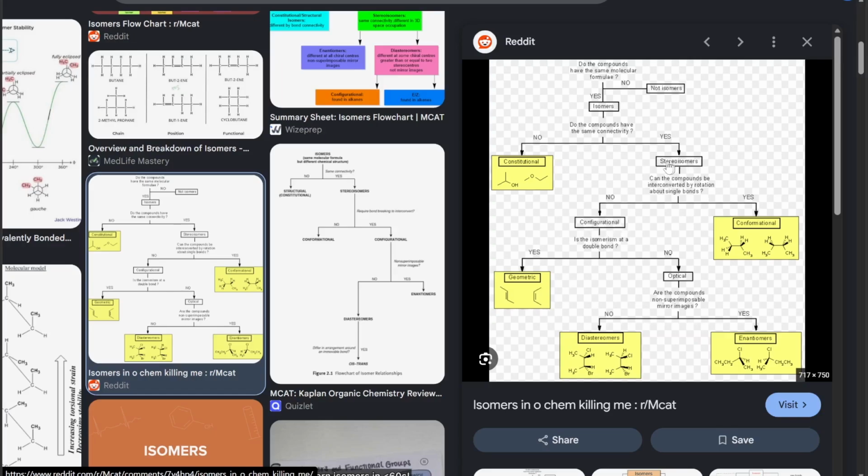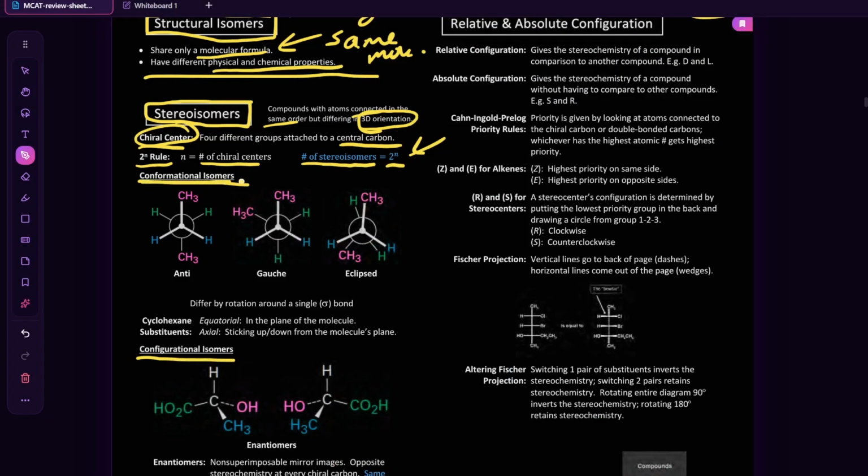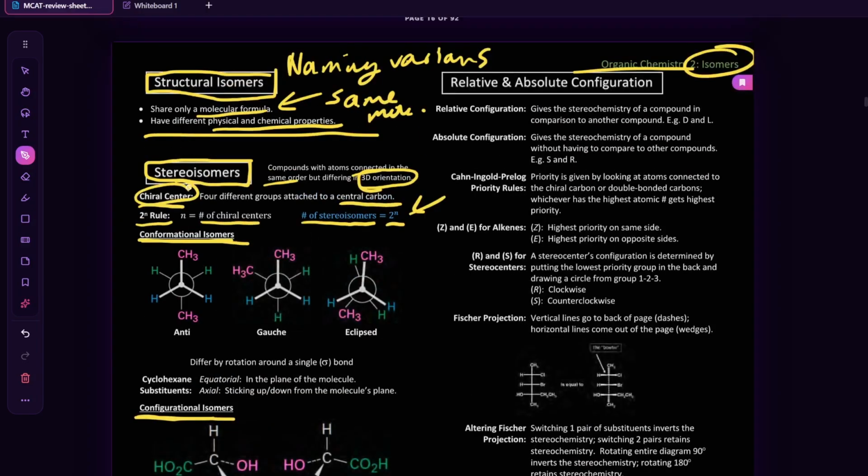Okay, so you have stereoisomers. We're just looking at them. They can be configurational or conformational. So that's what we're looking at now. You can have conformational or configurational underneath stereoisomers.